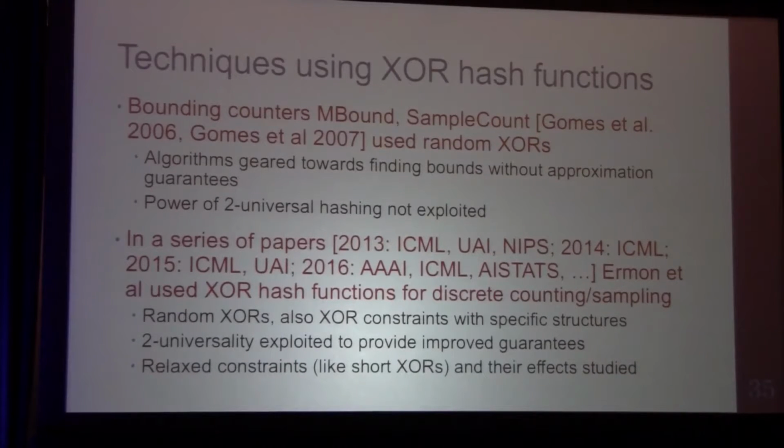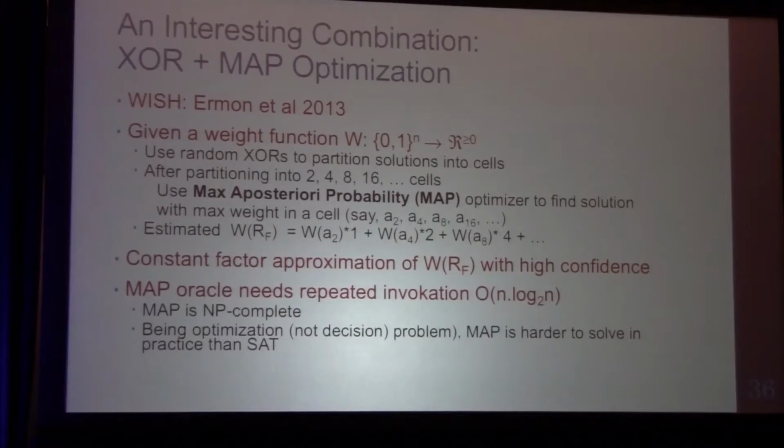So I've just shown you XOR-based hash functions. It turns out that these have been used for quite some time in the literature, and most interestingly, in a series of papers recently, Stefano Ermon, I don't know if he's here, he and his group, and also the participants, used this to solve different variants of the counting and sampling problem. So this is just one of the interesting works that we did, where we combined XOR with maximum a posteriori probability calculation as well. So it's just to say that there's an entire flurry of work using XOR-based hash functions recently.